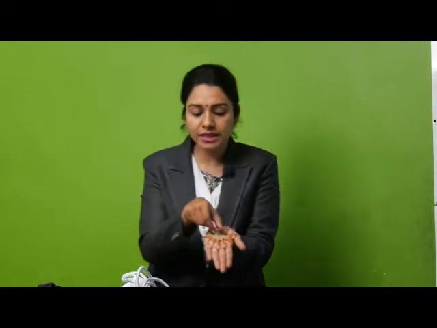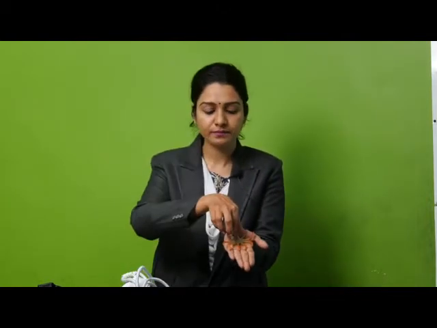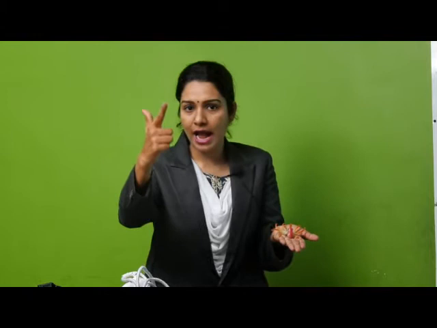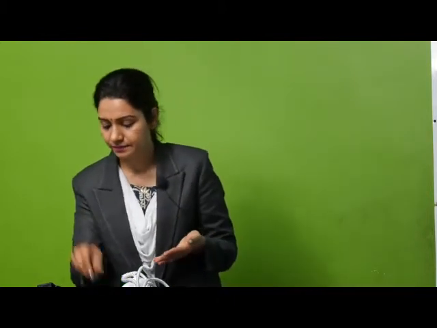Next. Can you see this? What is it? This is an octopus. This is a water animal, octopus. A for apple, E for elephant, I for iron, and O for octopus. So this is an octopus.